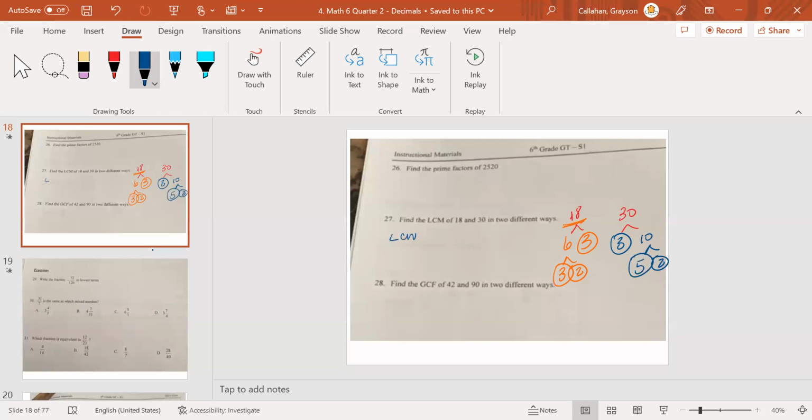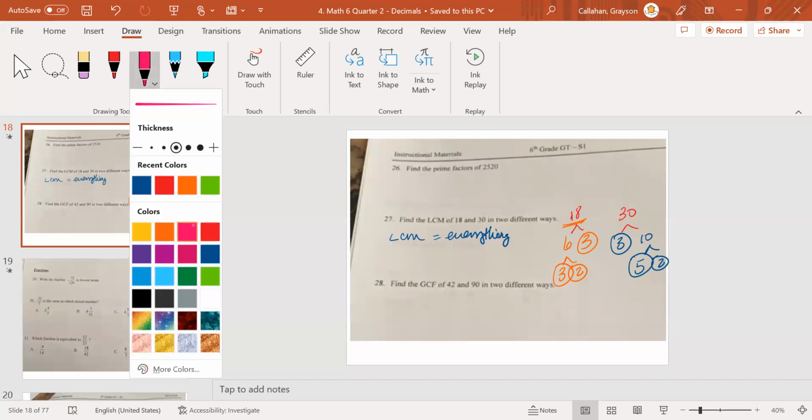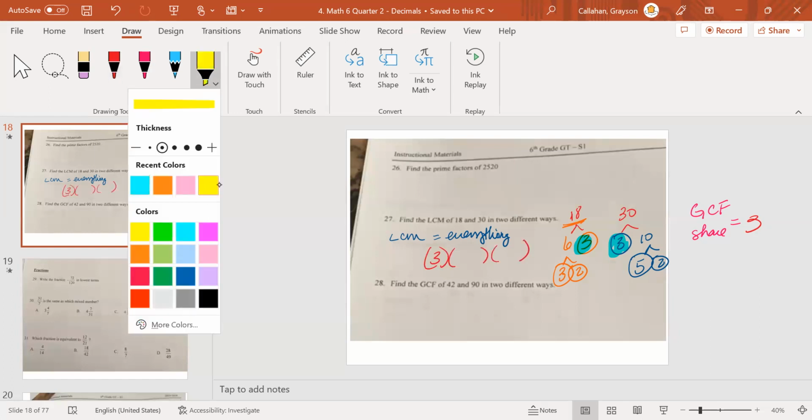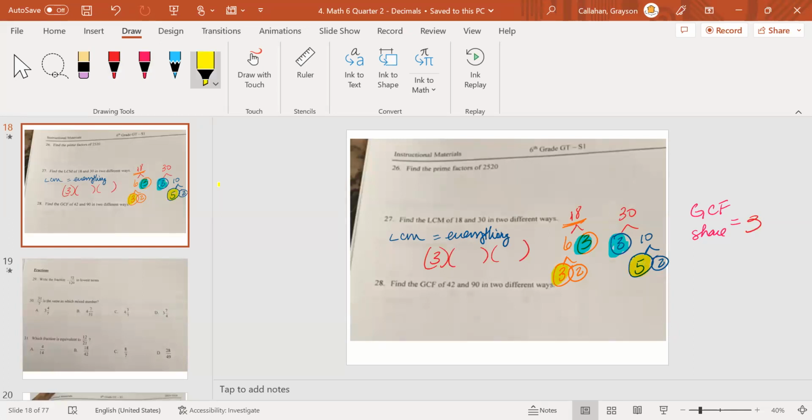Okay, lowest common multiple means you have to include everything, right? So let's take a look at this. It doesn't ask you for the greatest common factor. Greatest common factor is what they share. What do they share between 18 and 30 in the tree? 3. So greatest common factor, it doesn't ask you that, but it will be 3. And then what do they not share? A 5.